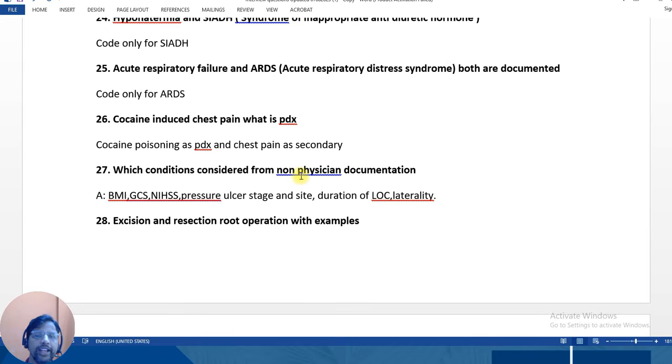Next one, cocaine induced chest pain. What is the PDX here? So here we need to code the underlying cause as the PDX, which is cocaine poisoning, and chest pain as secondary.